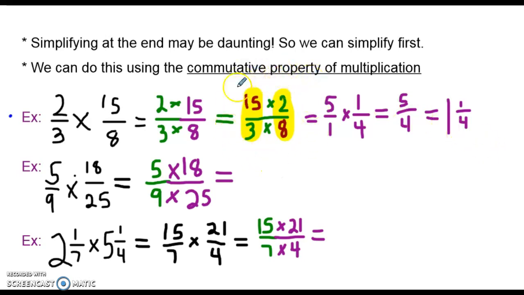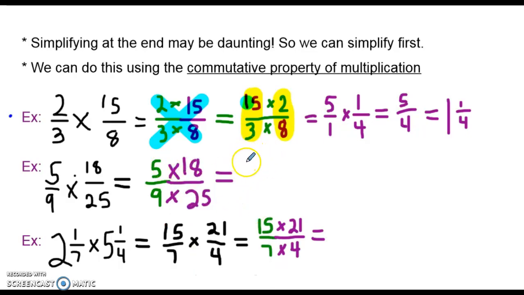So when I do this, or what some people call cross-canceling, and we call it cross-canceling just because I'm simplifying 2 eighths and I'm simplifying 15 thirds. So that's why we call it cross-canceling. It makes the process a little bit easier. So let's try that with the next one.